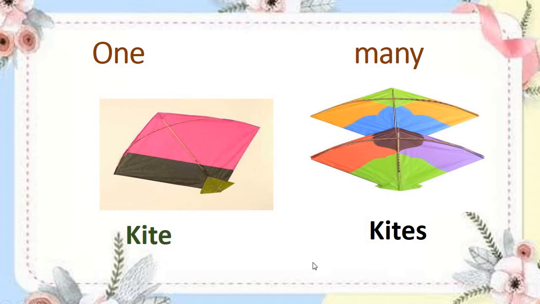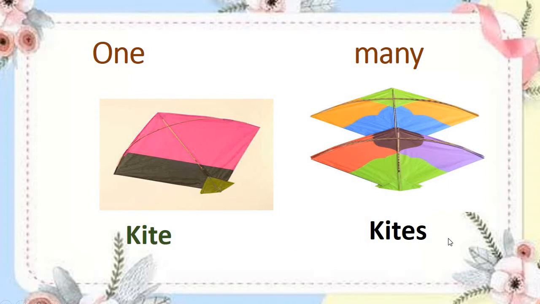Kite, kites. Understood this? One kite. Many kites. K-I-T-E, kite. K-I-T-E-S, kites. Understood? When you have only one kite, you will say, I have a kite. But if you have many kites, more than one, you will say, I have kites.